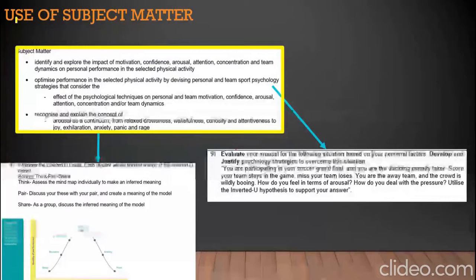I'll be reading the dot points from top to bottom. Identifying and exploring the impact arousal has on sporting performance. This is done through all my activities. Optimizing performance using psychology strategies to improve performance. This occurs in activity 6, where students develop strategies to deal with a very intense situation. Activity 9. And recognizing arousal as a continuum. You can see this in activity 4, where students assess the inverted U model for arousal.